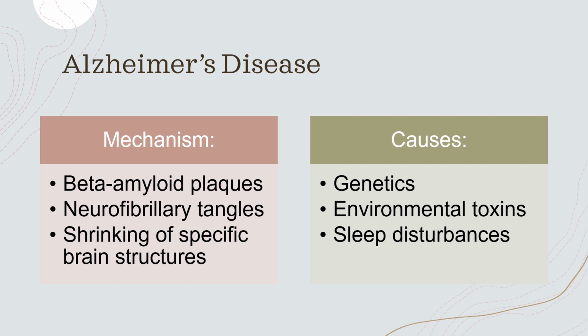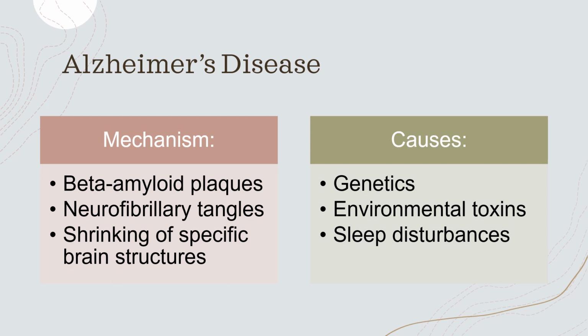Neurofibrillary tangles are within the neuron. So within the structure of the neuron, there are proteins that get kind of tangled up. And again, that really interferes with the communication of neurons from one neuron to another. Both of those issues, beta amyloid plaques and neurofibrillary tangles, can cause inflammation in the brain. They can cause the neurons to die or to shrink or to withdraw their synapses. So overall, they're basically just making it so the neurons cannot properly communicate with each other.